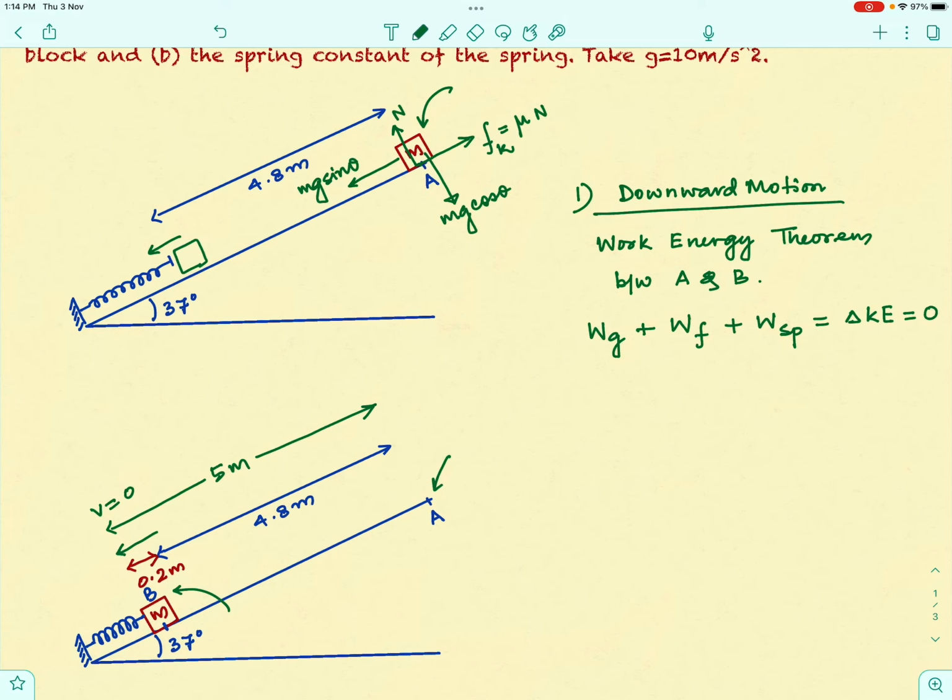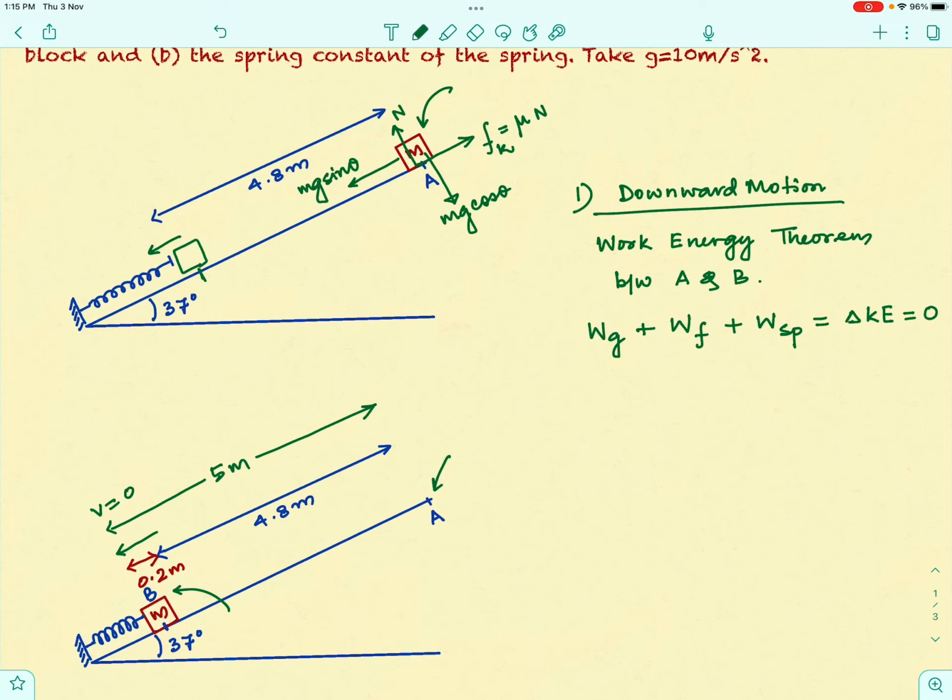This does not mean that the block hasn't moved at all. It has moved. In fact, it gained velocity between the point A and the point where it just started compressing the spring. And once it started compressing the spring, the spring will decelerate the block and the block will once again come to rest, right? So there is an acceleration and a deceleration involved throughout the motion.